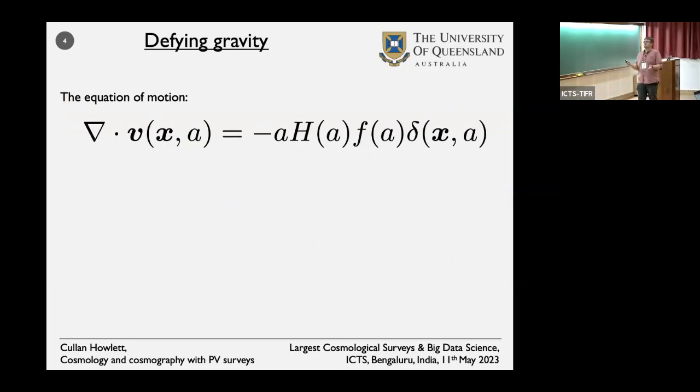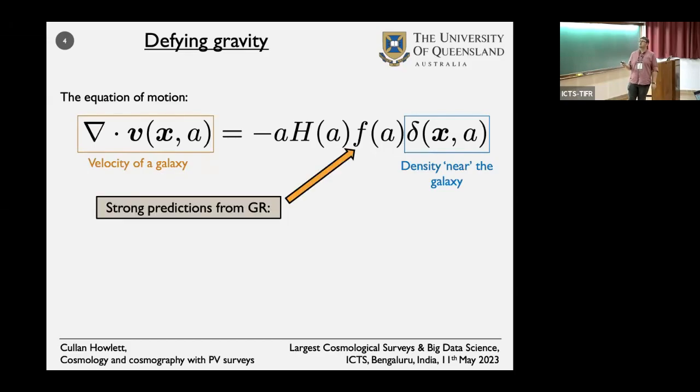And the reason why these velocities are useful is basically you can get directly from this equation of motion here from linear theory, which basically says that the velocity of a galaxy on the left-hand side is related to the density near the galaxy on the right-hand side by this parameter here, in fact, by both these parameters, but in particular this parameter here, which we call the growth rate of structure. And this has strong predictions from general relativity.